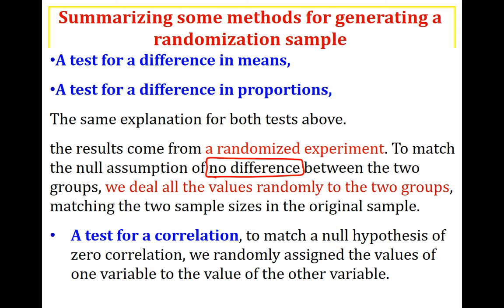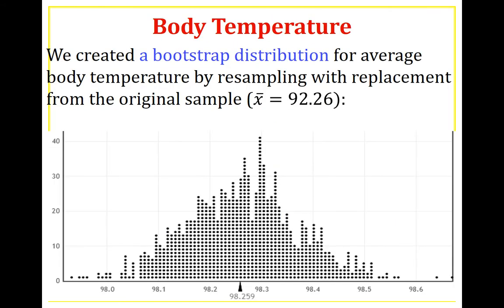It says a test for a correlation, so we're just into the other type here, is to match the null hypothesis of a 0 correlation. We randomly assign the values of one variable to the values of another. Why 0 on a correlation? Because remember, if the correlation is 0, absolutely nothing is going on. A correlation of 1, everything is going on.